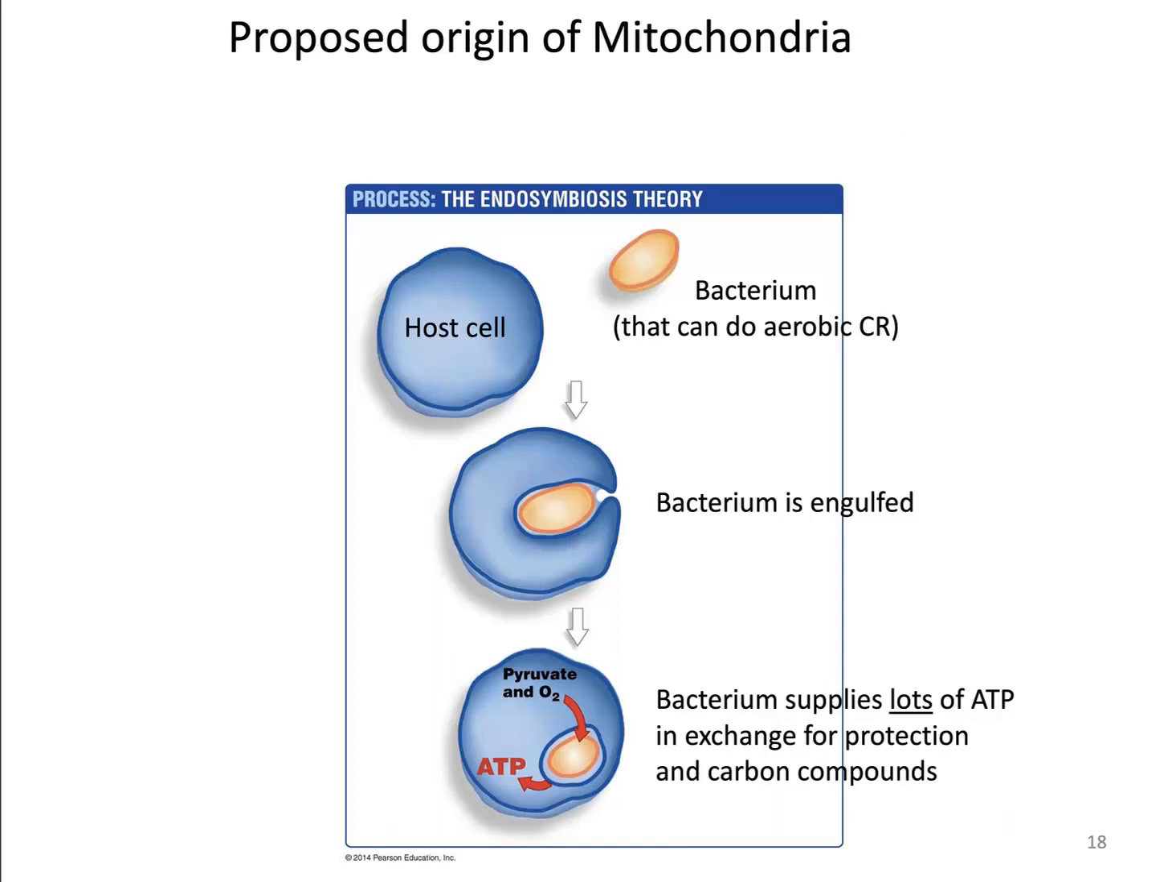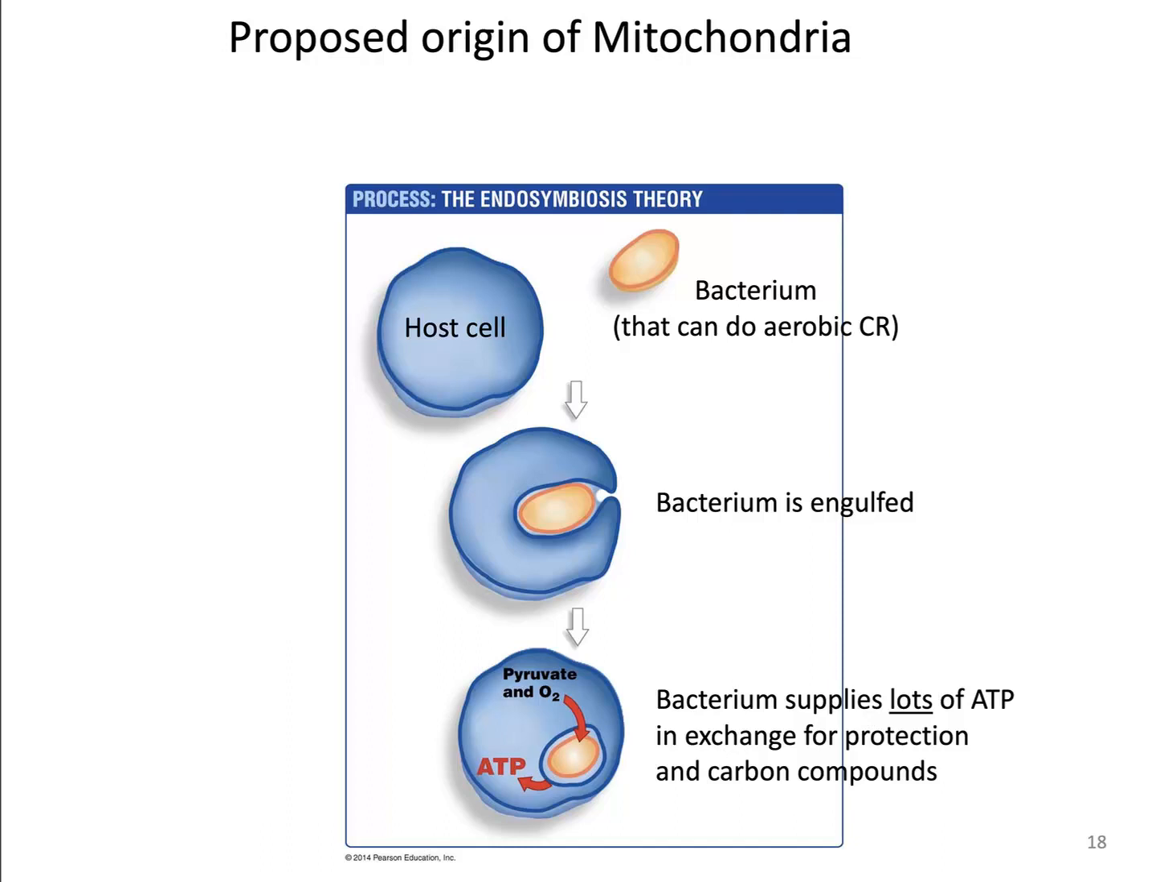So first, let's understand endosymbiosis. Essentially, you had some host cell that was sort of a precursor to a eukaryotic cell, and you had a bacterium that could do aerobic cellular respiration. And so what happened was that bacterium got engulfed by this host cell, but it didn't get lysed, so it didn't get digested. Instead, it took up residence inside of that host cell. And what the bacterium supplied, because it could do aerobic cellular respiration, was lots and lots of ATP to that host cell. And remember, ATP is the dollar currency of the cell. It's the chemical currency of the cell.